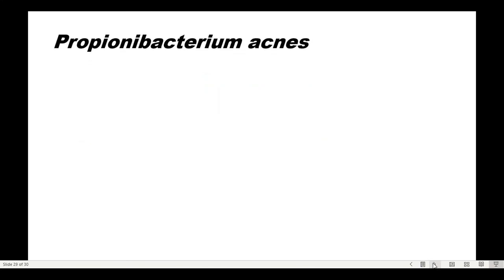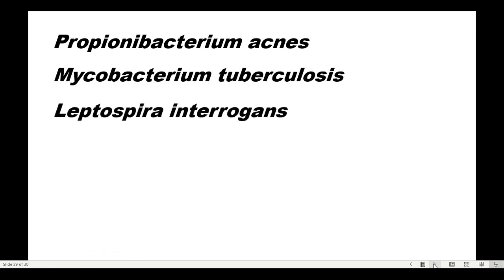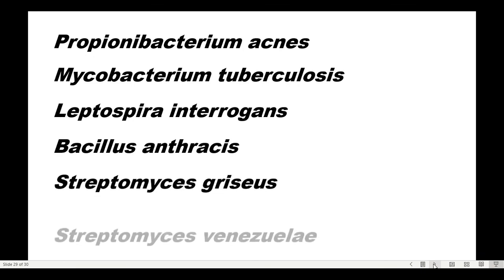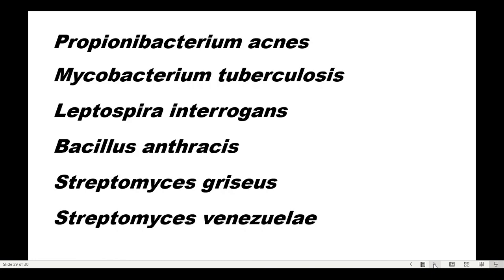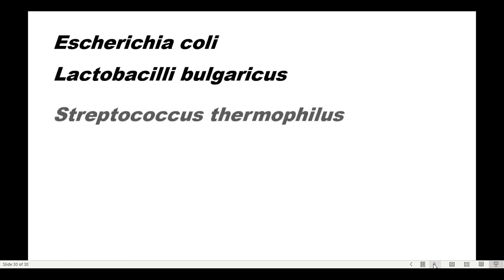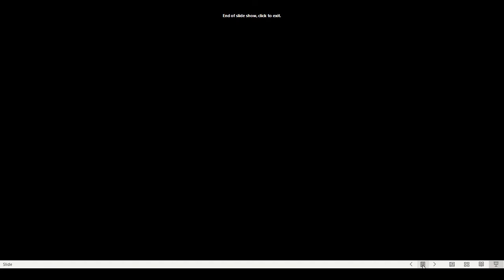Next. Ayan, ito na yung mga different examples ng ating bacteria. Okay? Yung mga true bacteria. Ito yung sa acne natin. Ito yung sa tuberculosis. Ayan. Ito yung sa leptospirosis. Sa anthrax. Ayan, Streptomyces caseus. Streptomyces venezuelae. Ano pa? E. coli. Okay? Lactobacillus bulgaricus, mga lactobacilli niyan. Streptococcus thermophilus. Ayun. So, marami pang iba yon, pero yun lang yung common na binanggit ko. So, that ends our discussion.